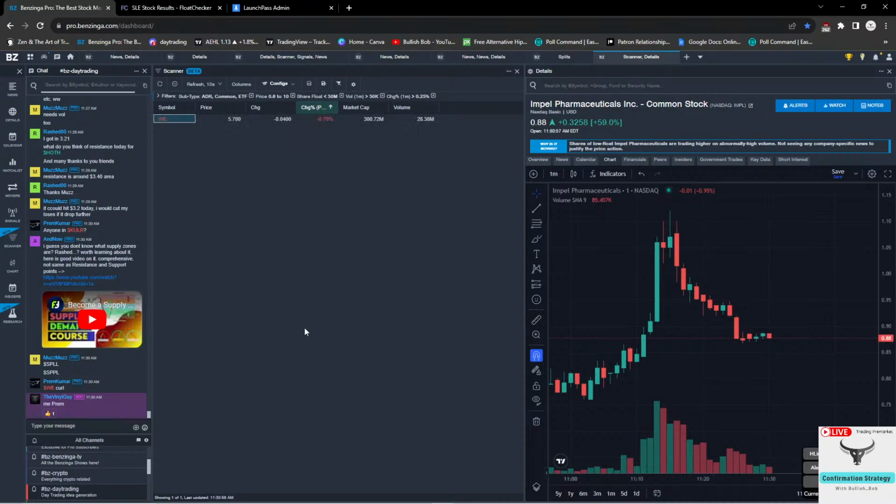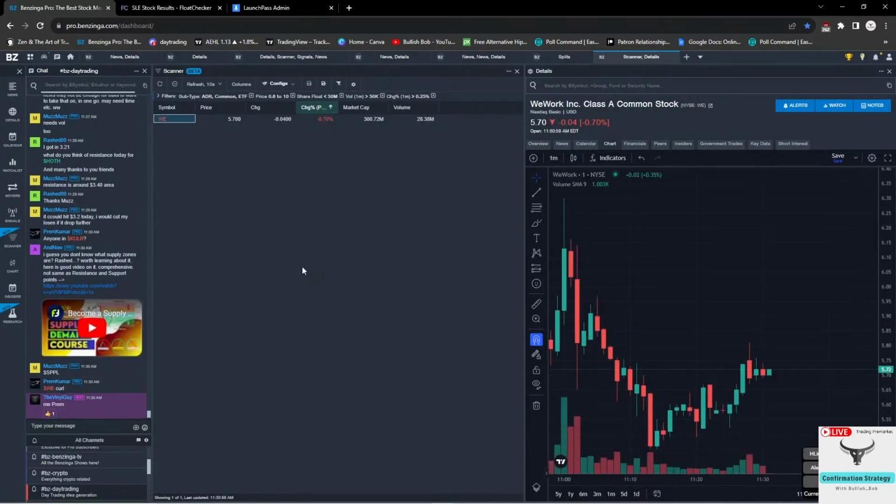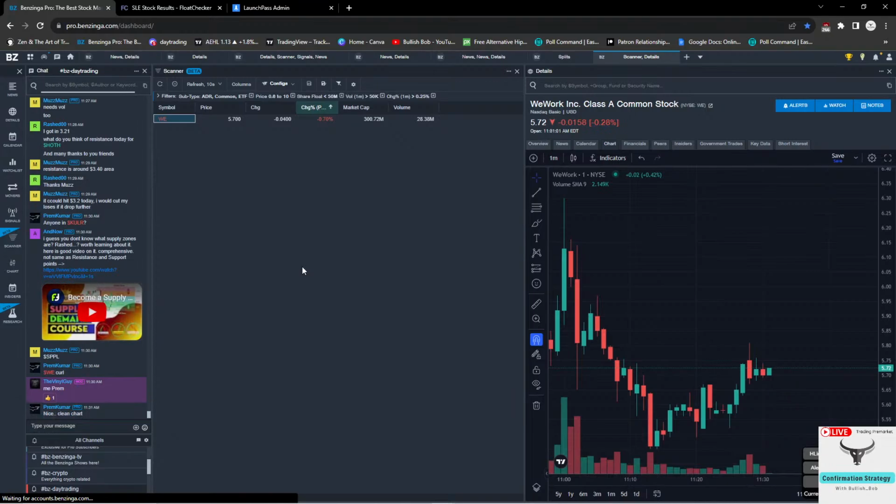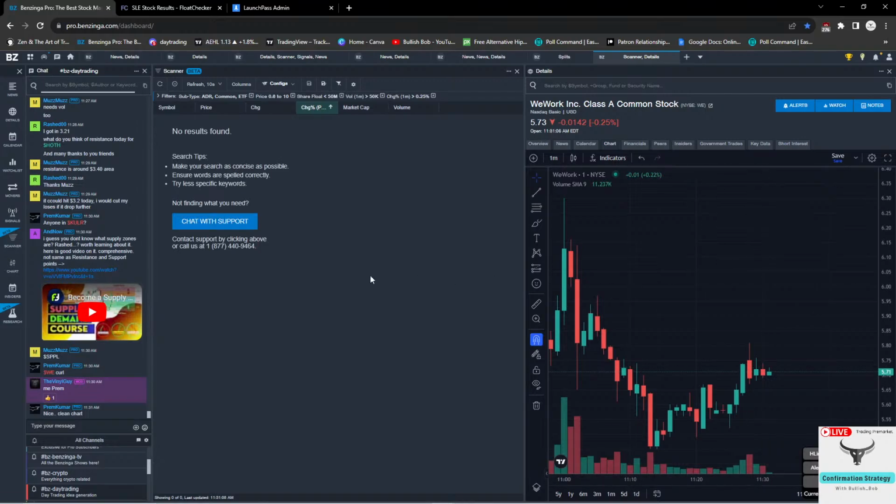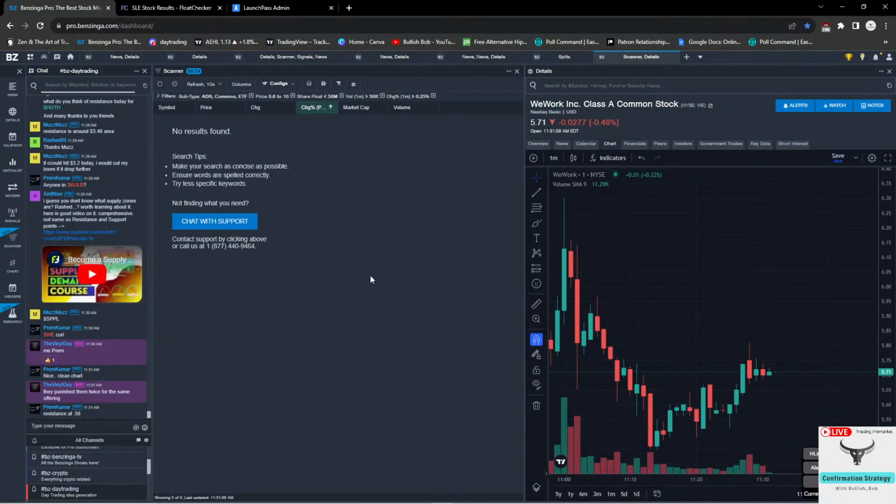You can do the same thing over there. So if I click on WE, it's going to populate on the right-hand side. You can see a green candle. You can see in the top right-hand corner the volume had 102,000 shares. So for a split second there, it met requirements. And as you can see, it no longer does because the volume is not there.